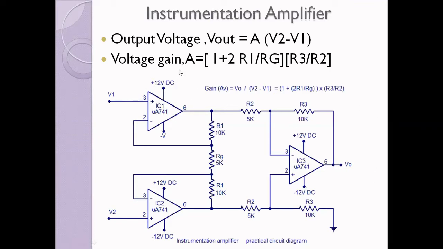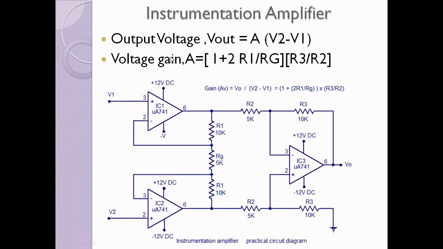IC741 consists of 8 pins. There are 2 input pins, pin number 3 and pin number 2, and pin 6 is the output. Pin number 7, you have to give 12 volt DC, and pin number 4 is minus VCC, you have to give. Pin number 3 is the non-inverting input. If you give input to pin number 3, you will get a non-inverting output, and if you give input at pin number 2, you will get an inverting output.